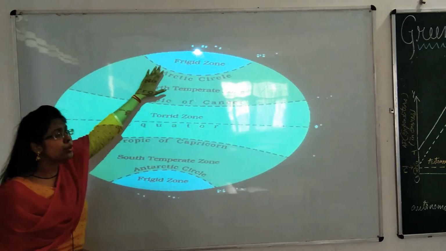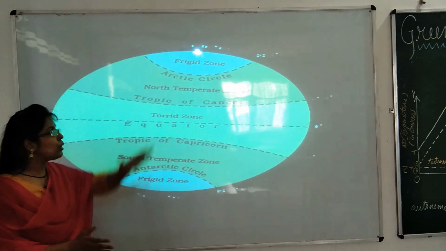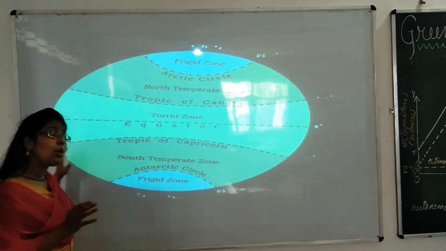And why is this the frigid zone? Because it is colder. It is colder because it is at the poles. Sun rays are not reaching here.